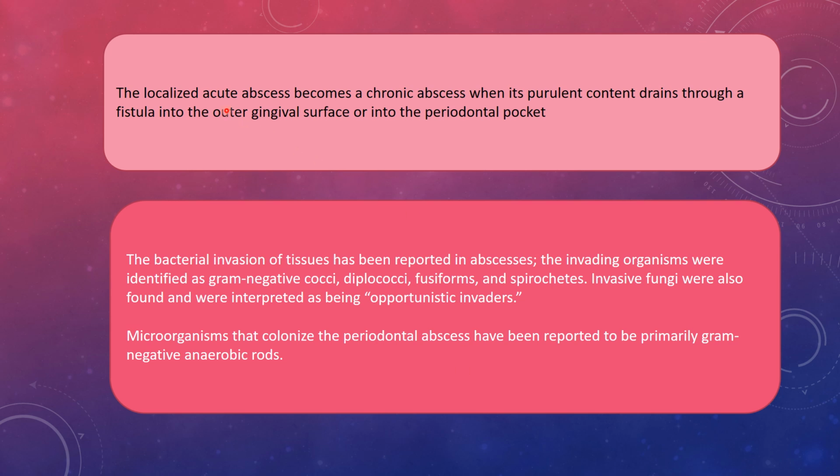The localized acute abscess becomes a chronic abscess when this purulent content drains through a fistula into the outer gingival surface or into the periodontal pocket. Bacterial invasion of tissues has been reported in abscesses. The invading organisms were identified as gram-negative cocci, diplococci, fusiforms and spirochetes, and invasive fungi were also found. It has been interpreted as being opportunistic invasion. Microorganisms that colonize the periodontal abscess have been reported to be primarily gram-negative and anaerobic rods.